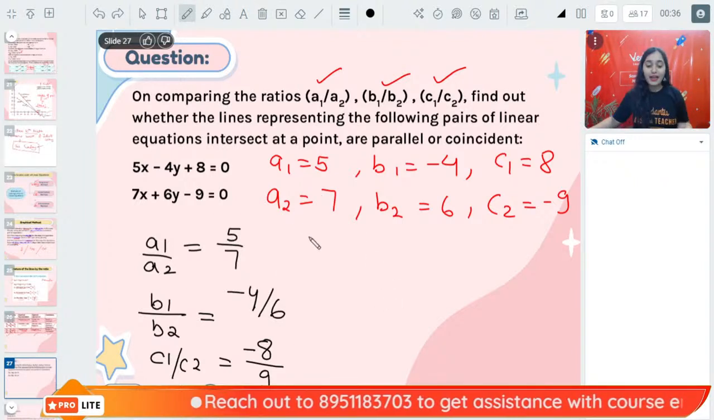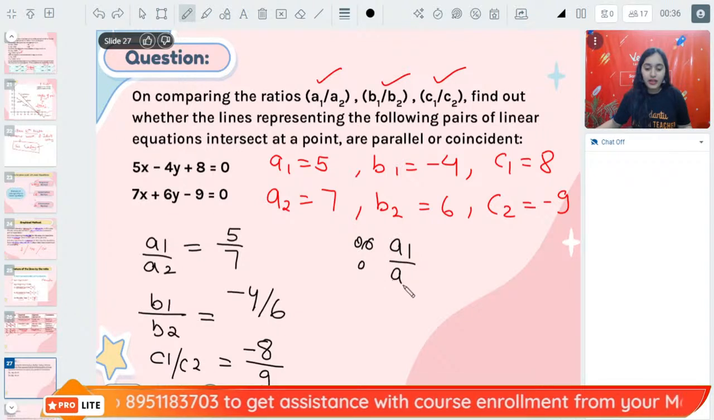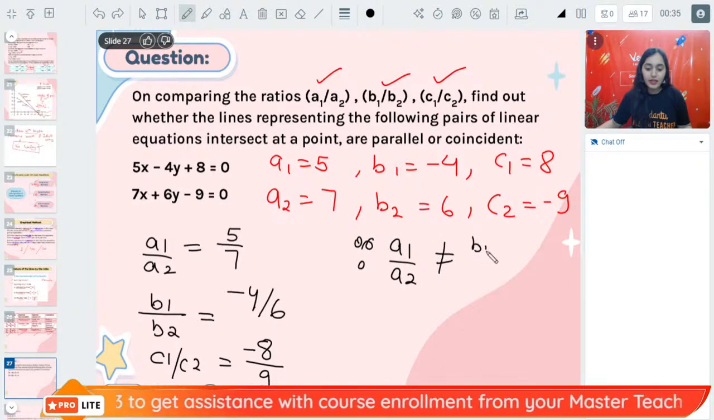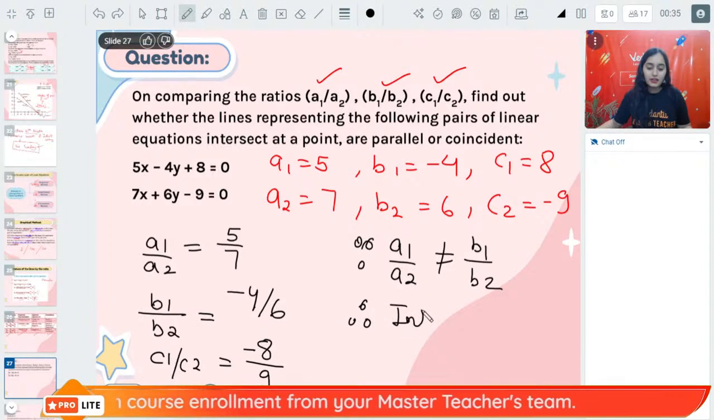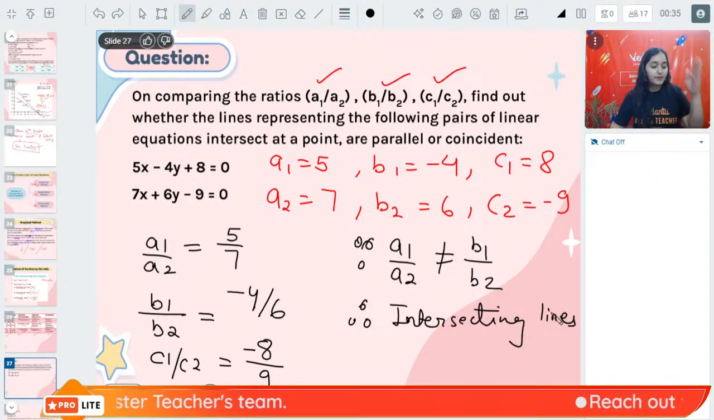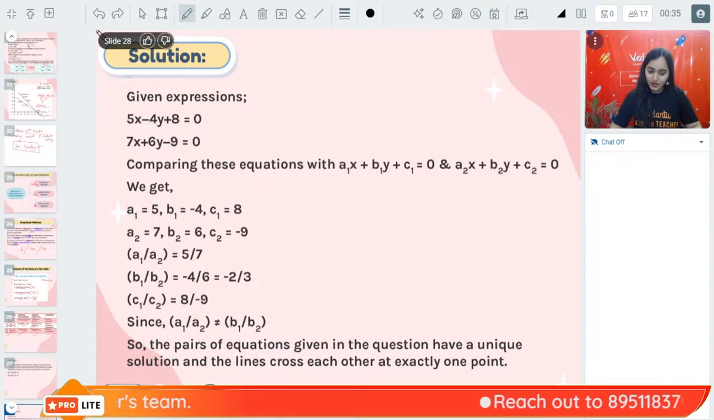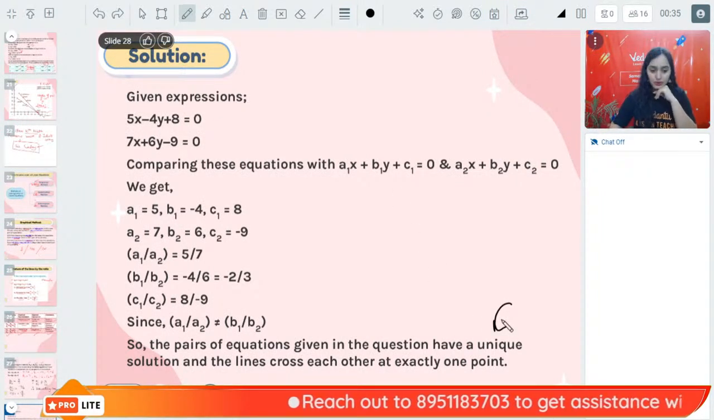So simple question. Since a1 upon a2 is not equal to b1 upon b2, therefore intersecting lines. Very good. That's the answer. And it is going to have a unique solution.